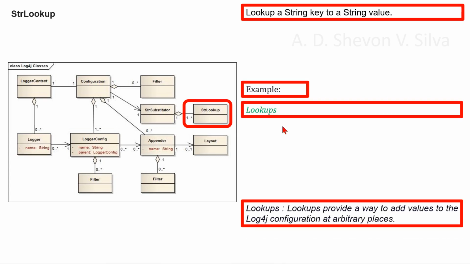Here we are considering lookups. Lookups provide a way to add values to the Log4j configuration at arbitrary places. They are a particular type of plugin that implements the StrLookup interface.